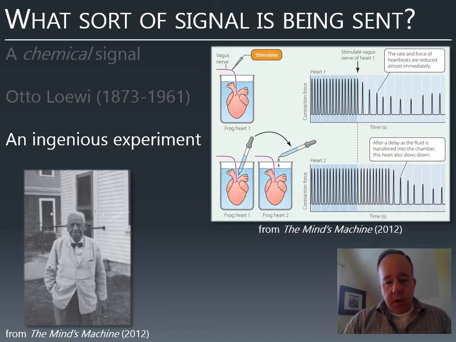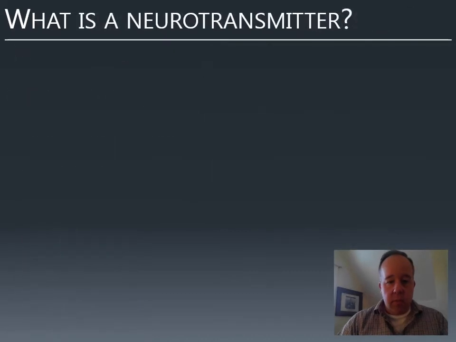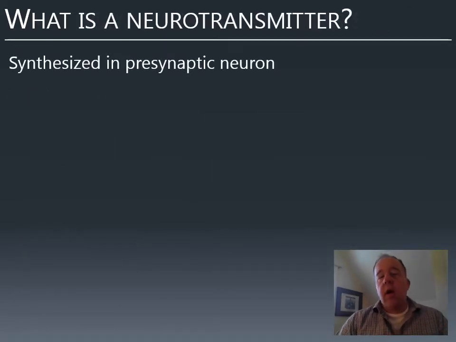If it could be transferred from one beaker to the next with an eyedropper, it meant it had to be a chemical that was in the solution. So now we know that these are chemicals that these nerves are releasing. And that brings us to the idea of a neurotransmitter, and that is what Loewy discovered. It happened to be the neurotransmitter acetylcholine, which we'll meet in a second.